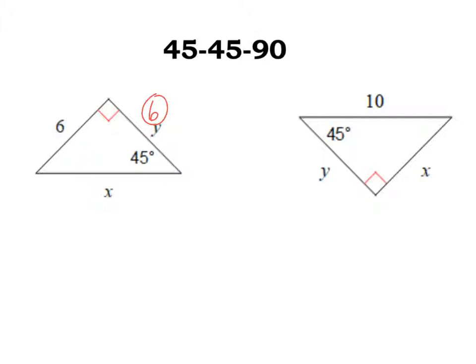So legs are 6, multiply by root 2 to get to the hypotenuse, so it's going to be a 6 times root 2. Nothing fancy to do with that, that's just your answer. Take the leg times root 2.